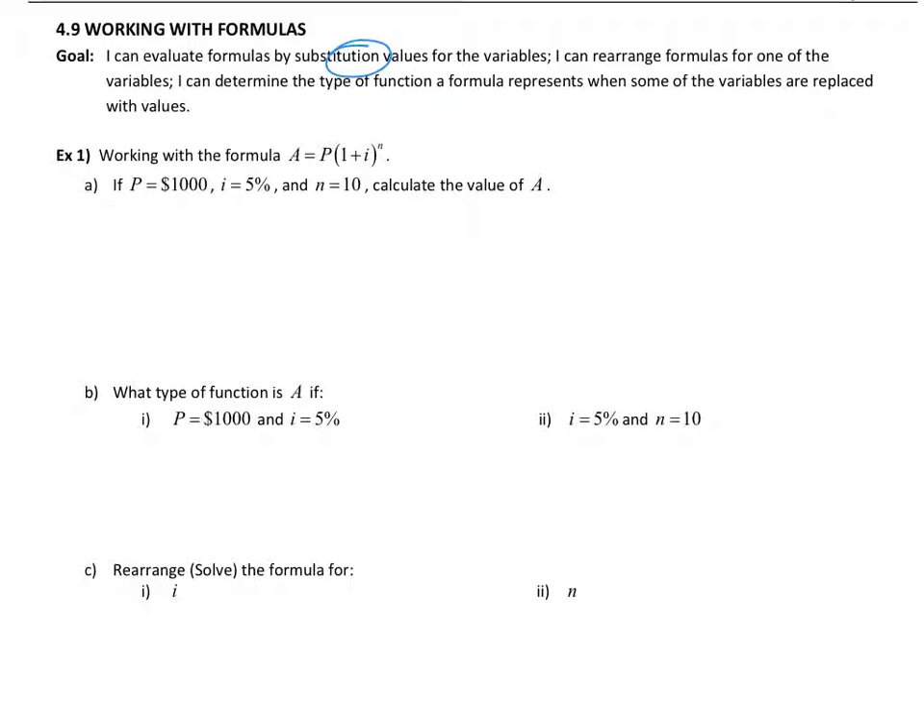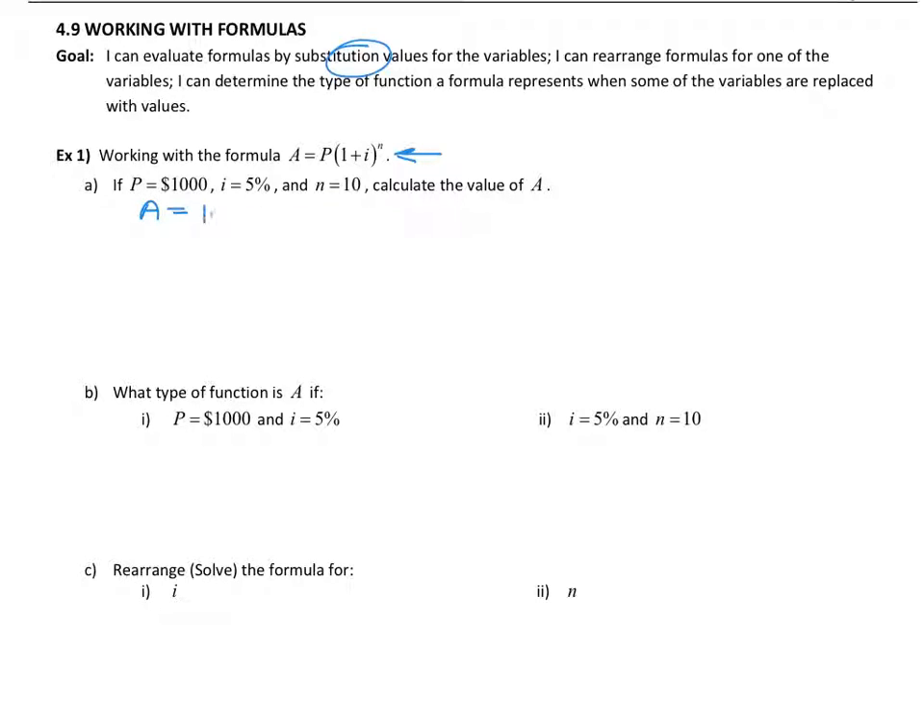All right, example one, working with this formula. Now, when we worked with exponential functions, we worked with this formula, which is our compound interest formula. So let's just review how that works. A is the amount at the end of a time frame. The P is your principal amount that you're investing. So we're going to calculate the A.